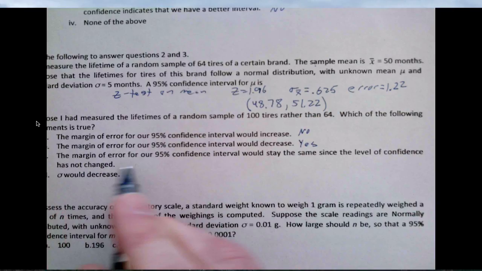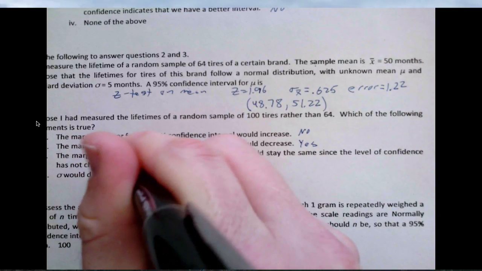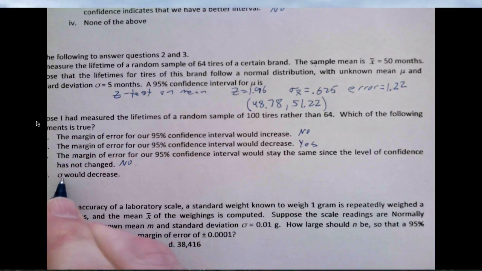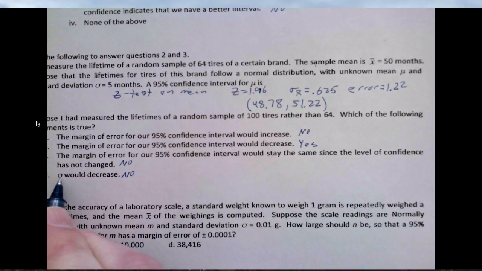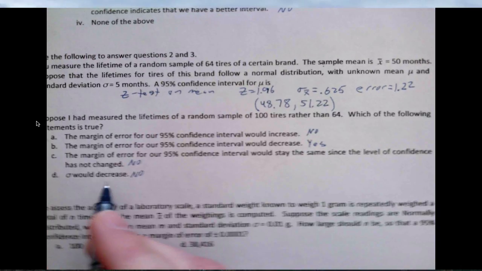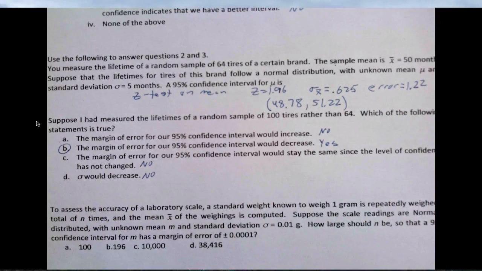Okay, the margin of error for 95% confidence would stay the same. No. Okay, and standard deviation would decrease. No. Okay, standard deviation and standard deviation of x bar are different measures. Okay, so the only one that would actually be true here is B.